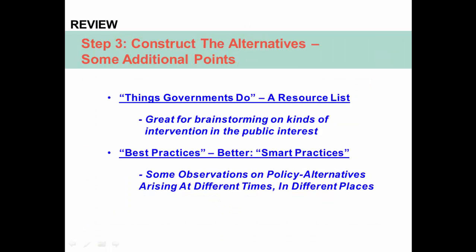Reviewing what we've done in this mini lecture, we've looked at Step 3, Construct the Alternatives, some additional points. We've carefully reviewed the categories under the Things Governments Do resource list and seen how this resource is a great place to start when we're brainstorming on kinds of intervention in the public interest. And secondly, we briefly thought through this concept of best practices, and we encourage you to better think of these as smart practices, recognizing that ideas arise in specific places at specific times, and we have to be mindful about how complicated it might be to transfer ideas from one place to another.